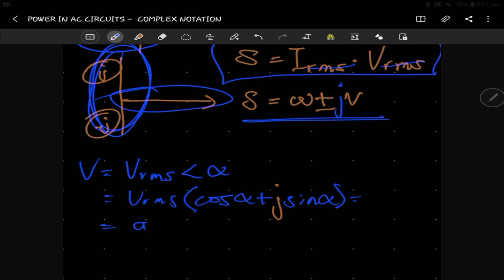We have A, and then we have the J, and then we have the B. This will mean that if you have a voltage, there's the real part of the voltage and the complex part of the voltage. That's what I'm saying. So now we are still talking about power, but we're trying to find a very important relation.